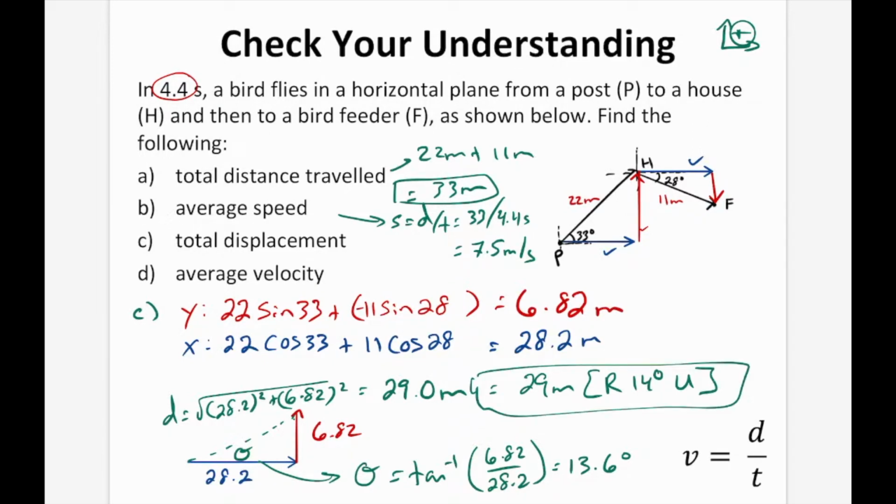Now if you had done up and to the right, as in if you had drawn it like this, up and to the right, then you still get the same hypotenuse. It would still be the same answer, but it would be the opposite angle. So instead of right 14 degrees up, it would be up 76 degrees right. It's the same answer.